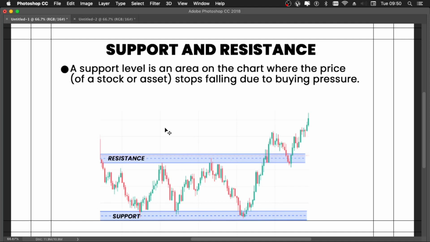Today we are going to be looking at support and resistance, which is one of the key concepts that you should understand as a Forex trader before you invest your money into the Forex market. Okay, so what is support?